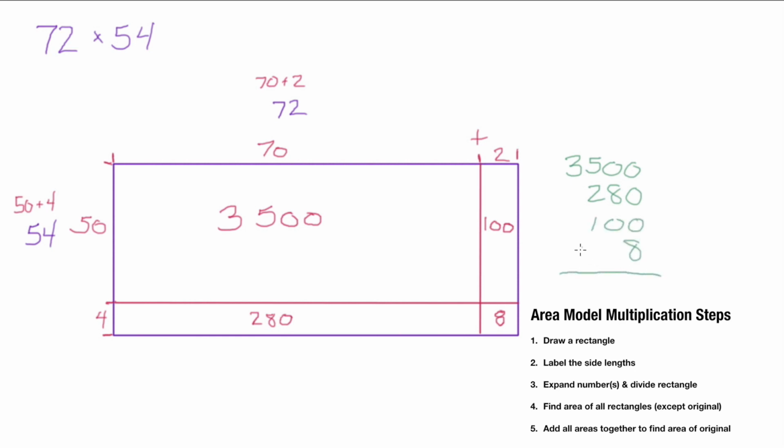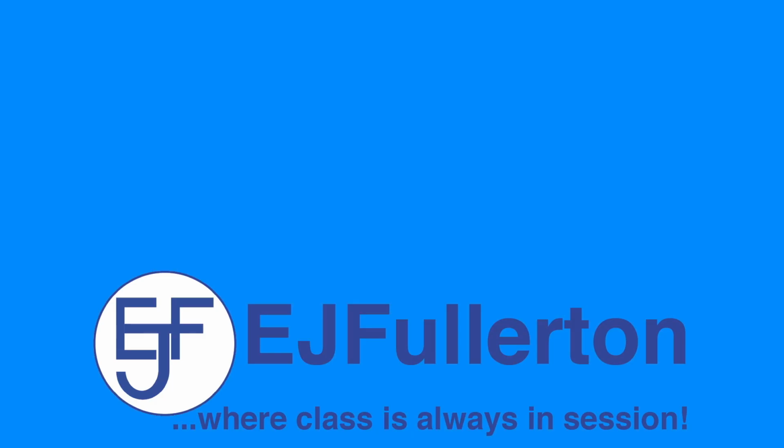When we add all those together, we get a final solution of 3,888. So the area of our original largest rectangle is 3,888 square units, and the answer to our question, 72 multiplied by 54, is equal to 3,888.